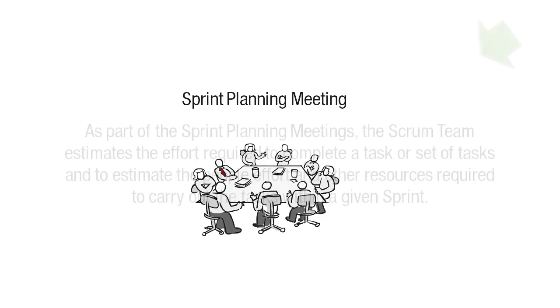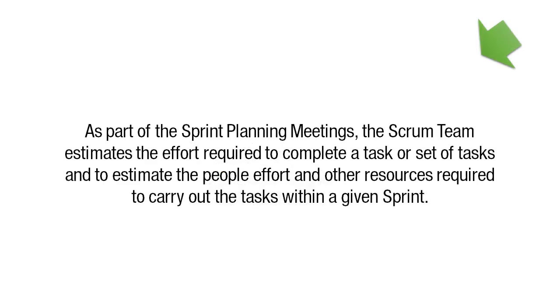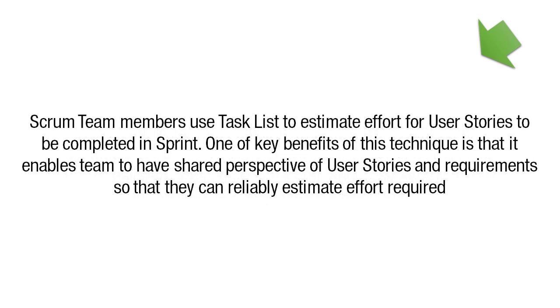Sprint Planning Meetings. As part of the sprint planning meetings, the Scrum team estimates the effort required to complete a task or set of tasks and to estimate the people effort and other resources required to carry out the task within a given sprint. The Scrum team members use the task list to estimate the effort for the user stories to be completed in the sprint. One of the key benefits of this technique is that it enables the team to have a shared perspective of the user stories and requirements so that they can reliably estimate the effort required.